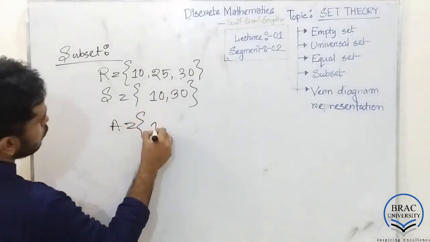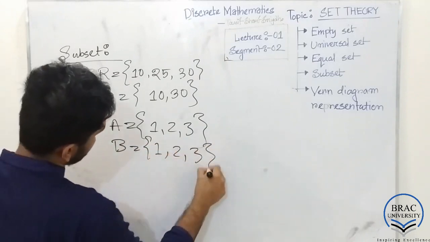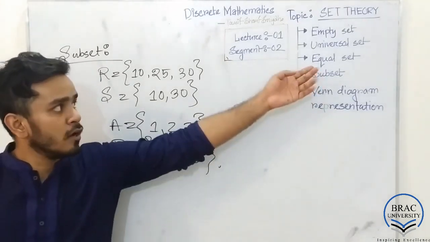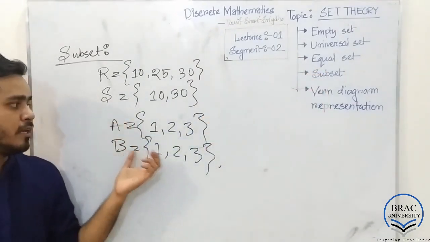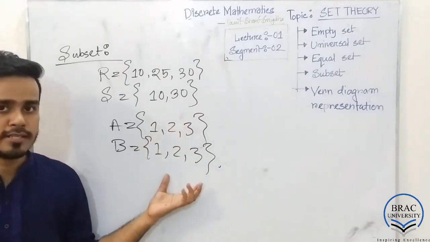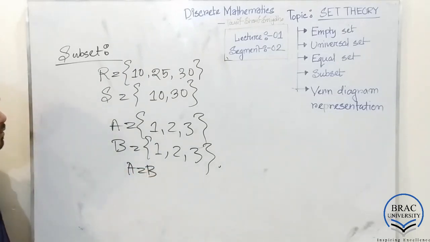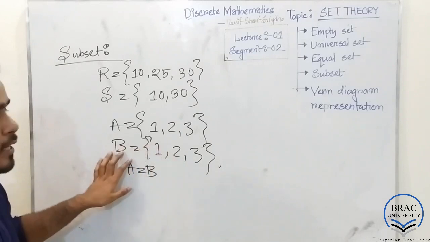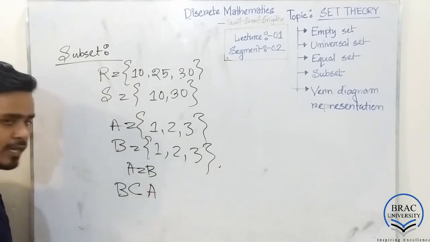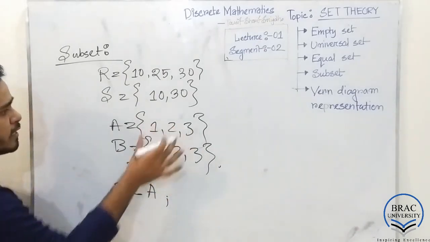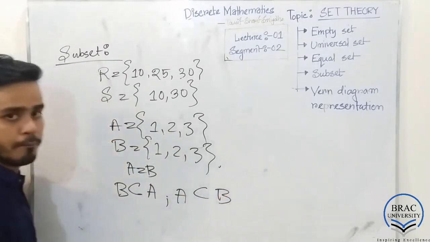Now let's see another example. A = {1, 2, 3}, B = {1, 2, 3}. Last time we studied equal sets, and now here we see A and B have 3 elements and all of the elements are the same. So we can easily claim that A equals B, right? But one thing, all of the elements of B belong to set A. So can't we claim that B is a subset of A? Definitely. And all the elements of set A belong to B. We can claim that A is a subset of B.